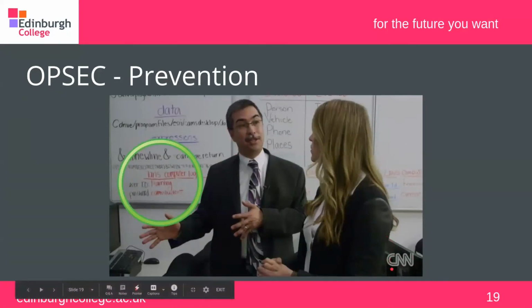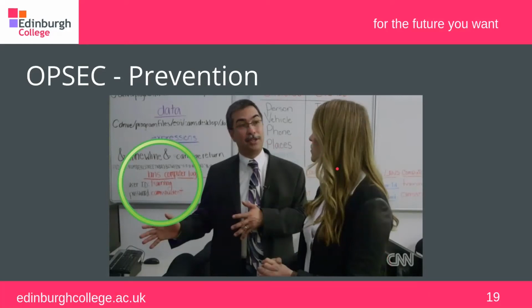This is from some CNN report a few years ago, and this is someone talking to a reporter. Okay, this is actually, I think, the police in America talking to a reporter, and look, they've got the user ID and password for their computer, Ian's computer login, written on the board there, and this was on television. So basically, they gave away a police login, and look, here we go. Here's the path on the C drive, program files, ESRI, CAMS desktop data. Okay, so they're giving away operational security. There's a huge operational security breach.